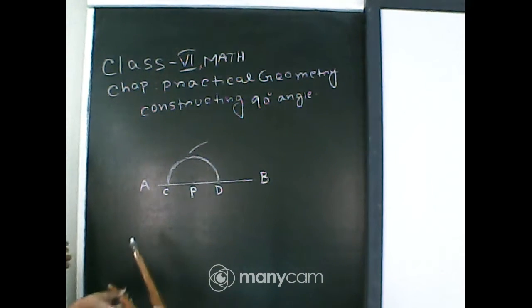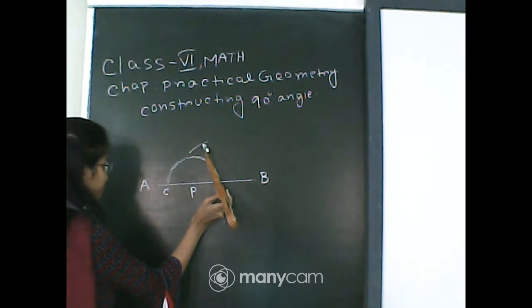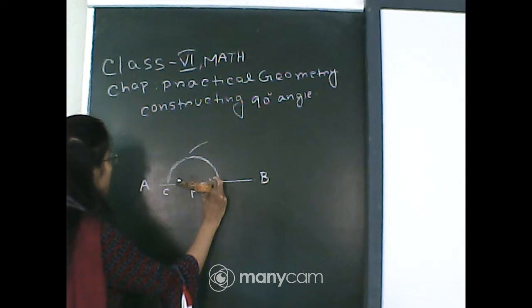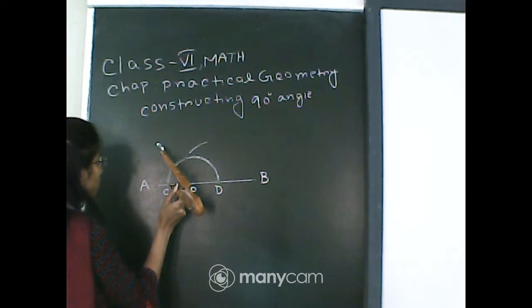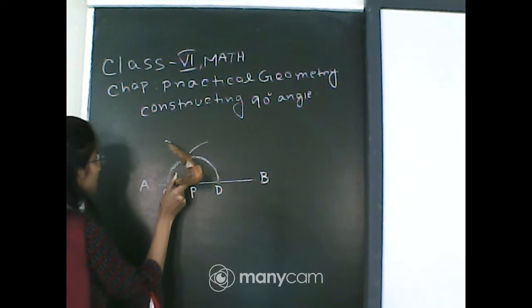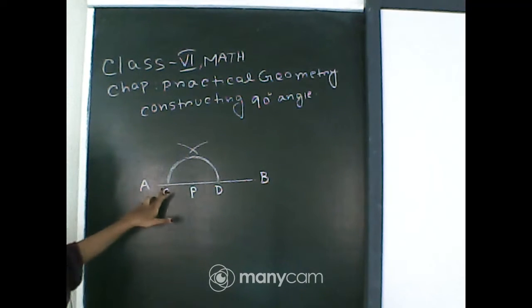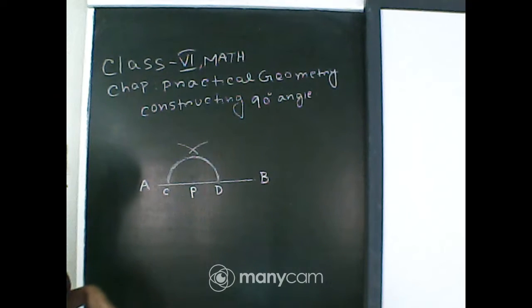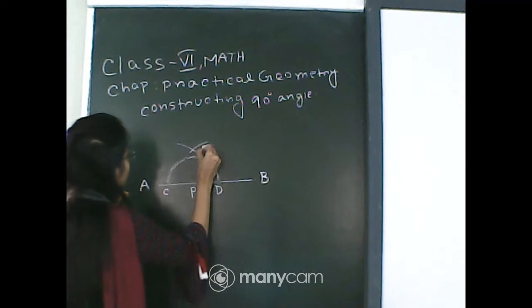Okay. Again I repeat the process. Place the pointer of compasses at D and take the radius more than DP and draw an arc. Similarly, place the pointer of compasses at C and with the same radius we draw another arc. Suppose these two arcs intersect at Q.